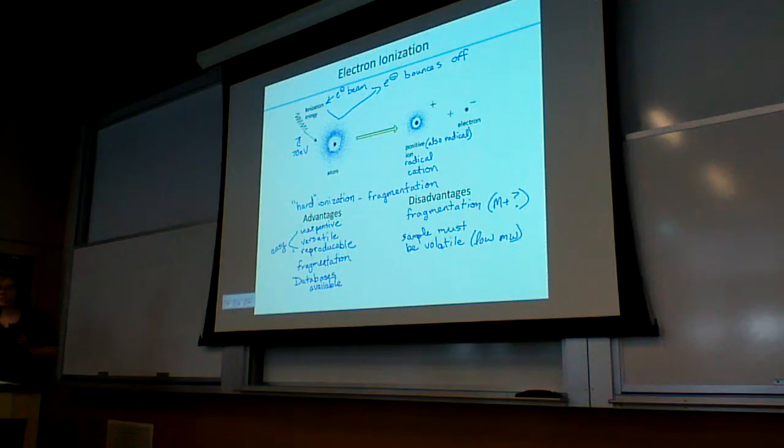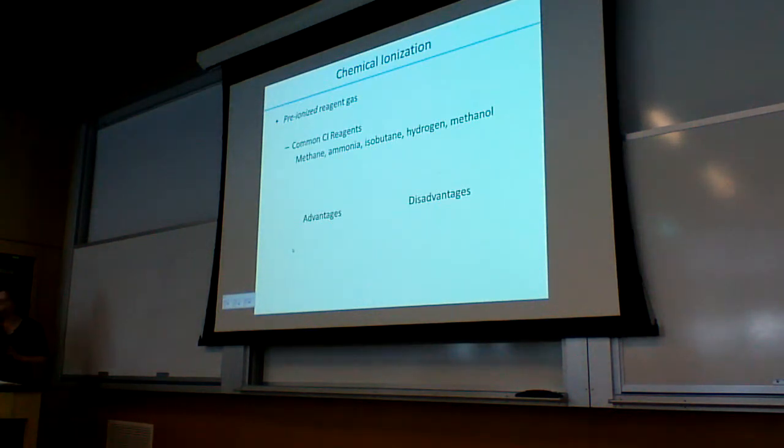But that fragmentation can in particular be a problem if you're looking for your molecular ion, especially if you're trying to get a high-res mass spec. You have to have the molecular ion in order to get a high-res mass spec. And so chemical ionization is a technique that is used to try to get the molecular ion peak.